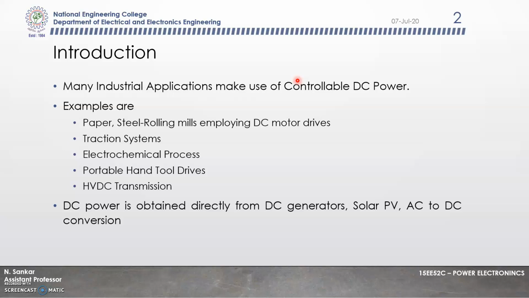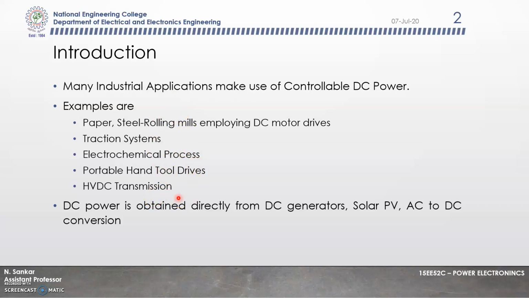Where do we use controllable DC power? In DC motor drives, which are employed in paper mills or steel rolling mills, in traction systems, mainly DC traction, in electrochemical processes, and in portable hand tool drives. For example, power supplies for welding mostly work on variable DC power only, and then there is high voltage DC transmission. For this purpose we are focusing on controllable DC power.